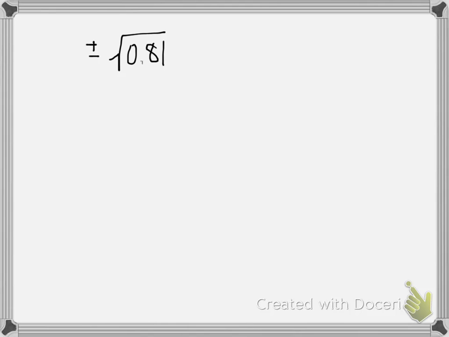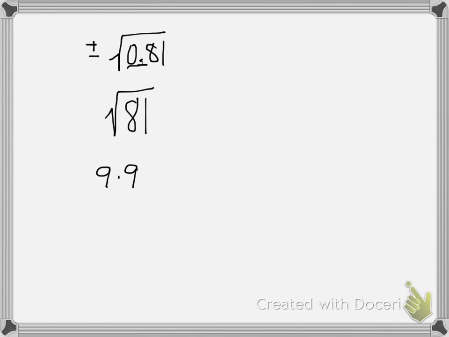Okay, so if I look at plus or minus the square root of 0.81. Now, I know a lot of people look at that and let the decimal point totally throw them off. But if we just ignore that for a second and think about the square root of 81, what number times itself is going to give me 81? Well, we know that's 9 times 9. 9 times 9 is 81.